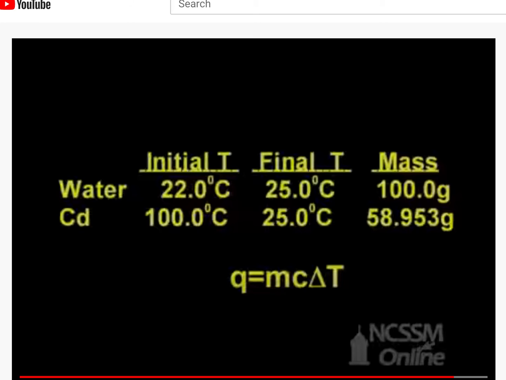And just so you know, I will accept either 1255 or 1255.2. Either one is fine. Now, if you're looking at your results table, the heat given off by the metal is the exact same number as the heat absorbed by the water, except the sign is changed. So go ahead and change the sign on your 1255 to make it negative and write it in the heat given off by metal. And I know it even says it must be negative.